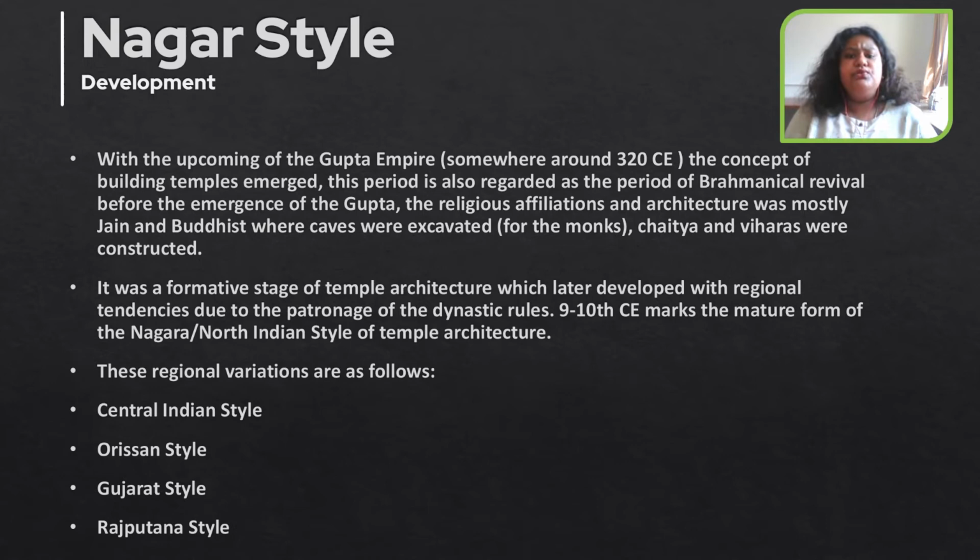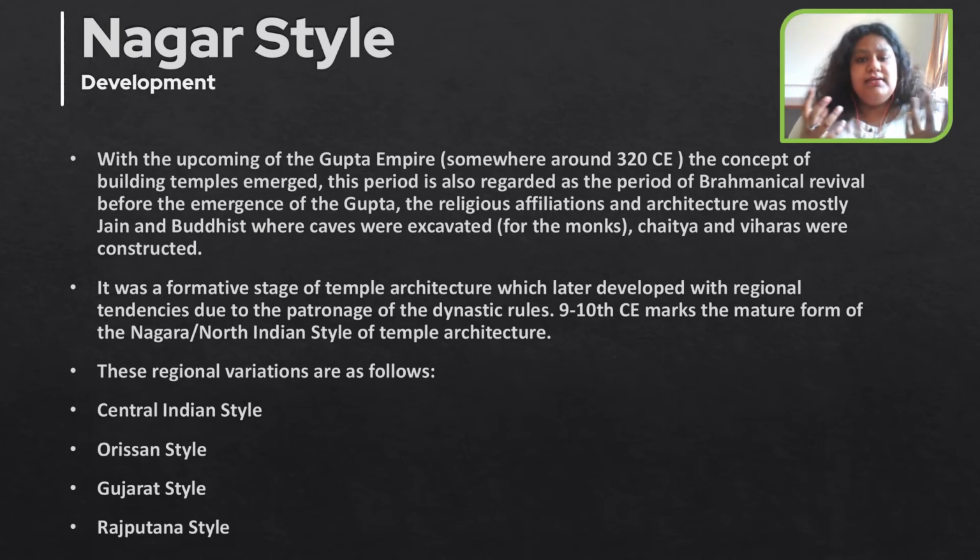So this period is also referred to as a golden period, because at this time we get the upcoming of beautiful temple architecture. Art forms were getting new life. Literature was very good. Art forms were getting the fine arts, singing and dancing. These forms, what we understand in the present Indian context, were all getting concretized during this period. When certain things start, it is a very small start, right? So the temple architecture was in a small formative stage, which developed with regional tendencies due to the patronage of different dynastic rules from the 9th to 10th century CE, and it marks the mature form of the Nagara or the North Indian style of temple architecture.